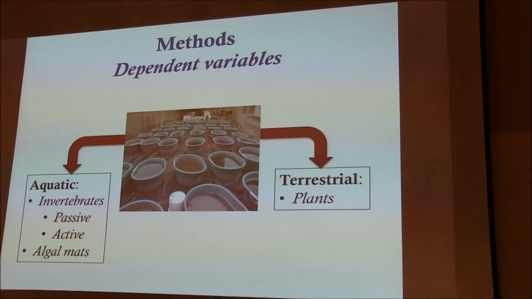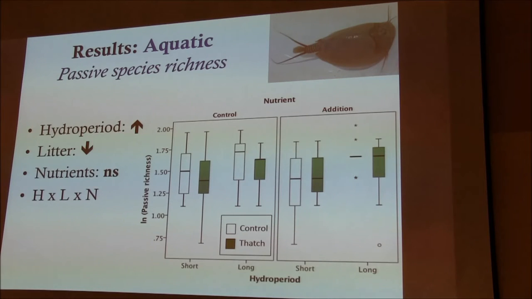What was measured, at least what I'm going to present today, were the aquatic invertebrates, for both passive and active dispersers, passive being the species that are emerging from the soil, from the cysts, and active dispersers being the insects that are either dispersing into the mesocosms or ovipositing into them. Also during that aquatic phase, the algal mats. And then upon drying, we measured plant richness. At least I'm presenting plant richness.